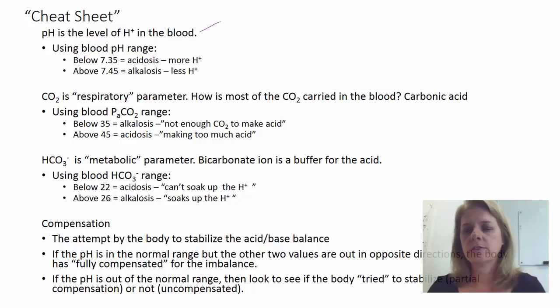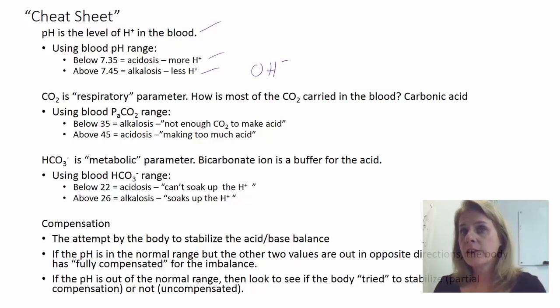Okay, so pH is the level of hydrogen in the blood. If it's below 7.35, you're in acidosis. That means you have a lot of hydrogen. If it's above 7.45, it's alkalosis, which means you don't have enough hydrogen. You have more hydroxyl ions.